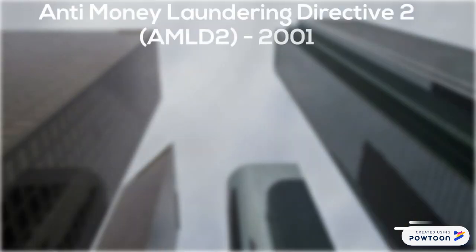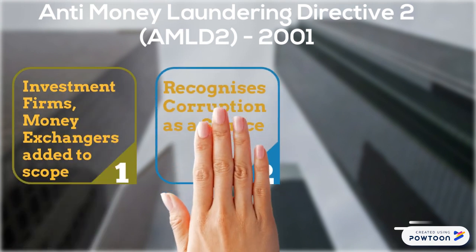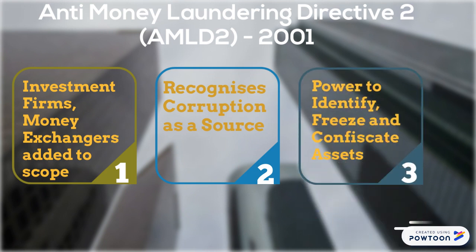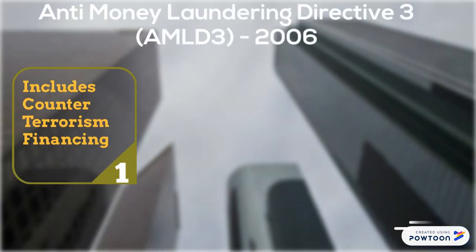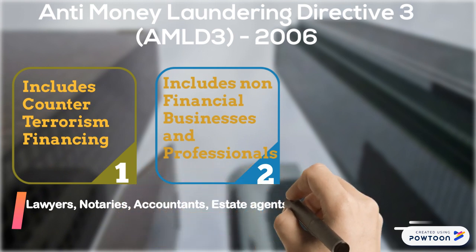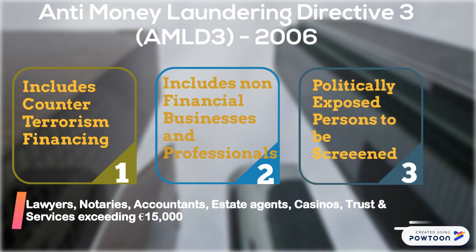The second directive enhanced the scope to include investment firms, money exchangers, and money sourced by corruption. Furthermore, the regulators were also authorized to identify, trace, seize, or confiscate any property and proceeds linked to money laundering activities. It also established a reporting framework. The third directive included counterterrorism financing for the first time and also included the services of non-financial businesses and professionals where the cost of these services was over €15,000. It also introduced the screening of politically exposed persons.